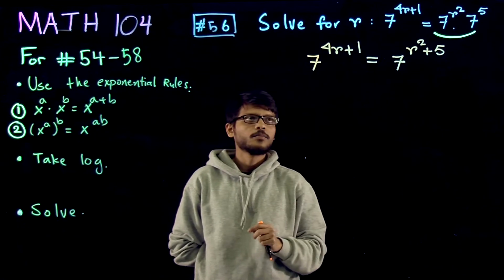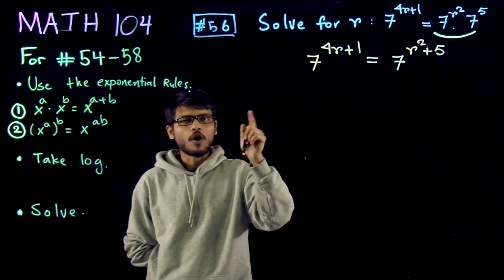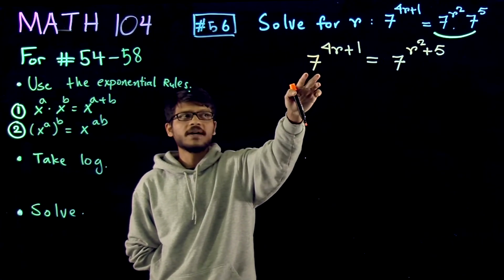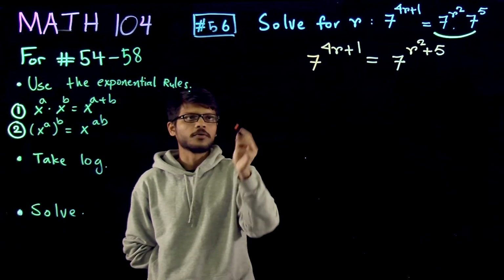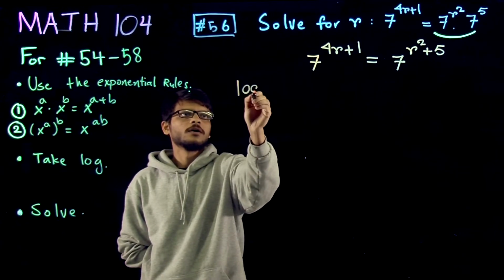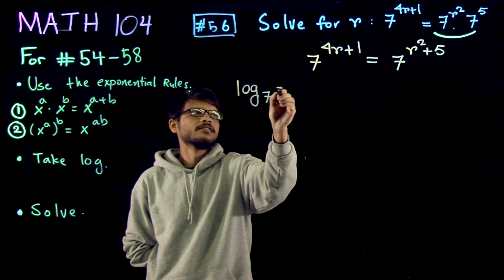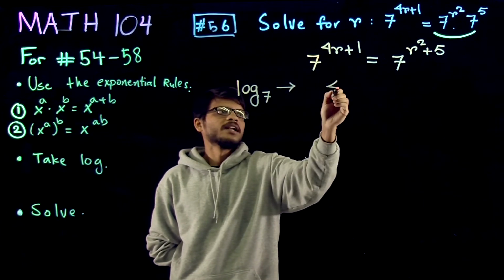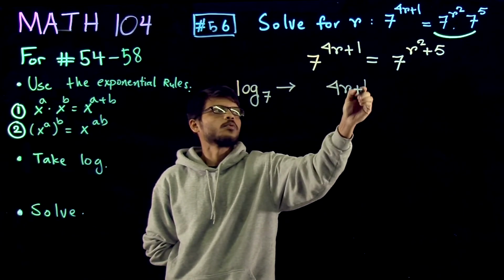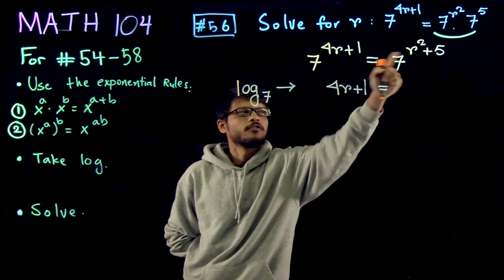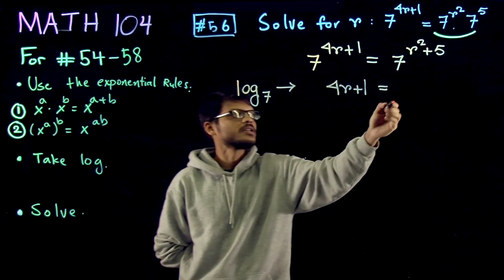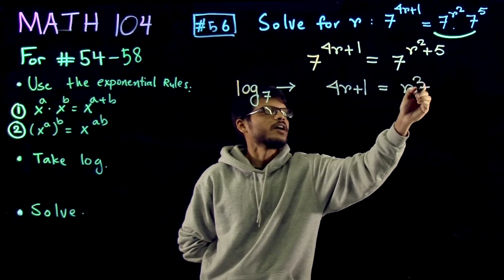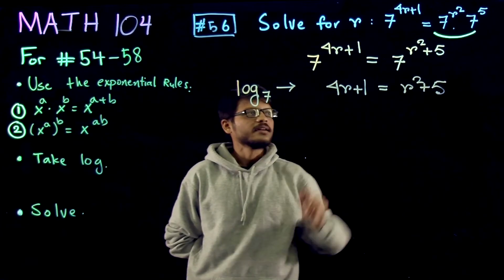If you take logarithm on both sides, we are going to take log with base 7. So log with base 7 gives us, from the left hand side, 4r plus 1, equal to, from the right hand side, the exponent, which is r squared plus 5. And now we are getting an equation.